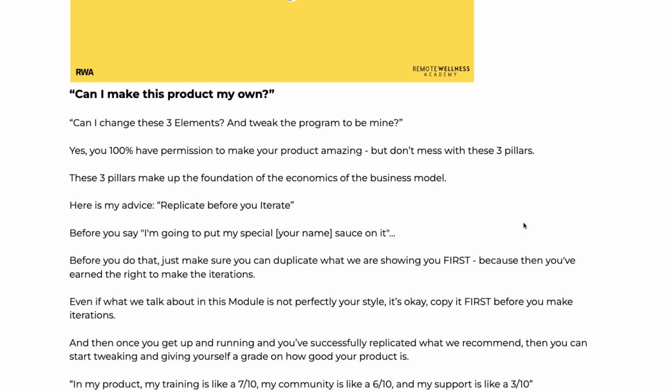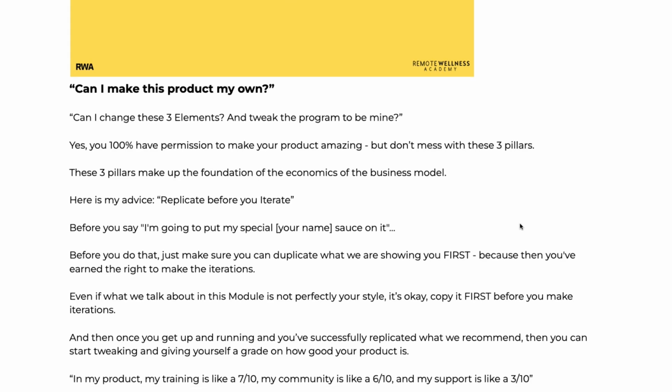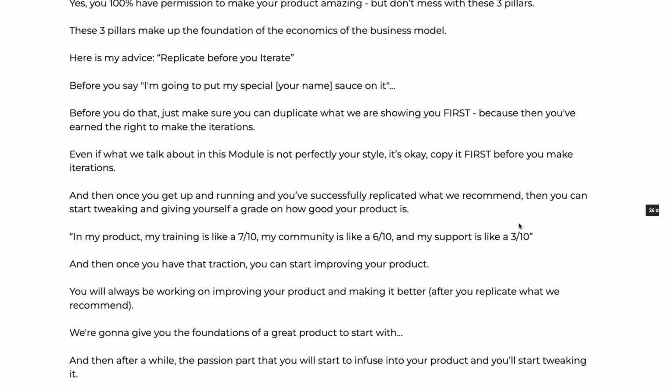These 3 pillars that we're going to walk you through here in Module 5 and Module 6 make up the foundation of the economics of the business model. And so here is my advice to you. My advice to you is to replicate before you iterate, okay?